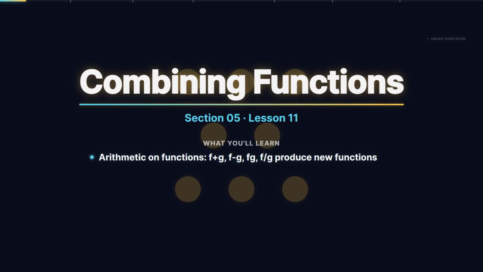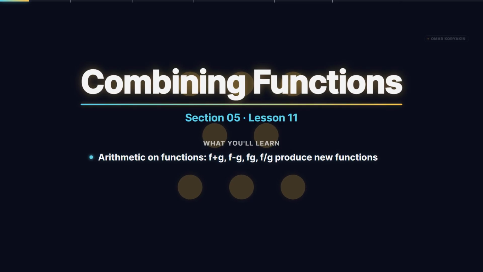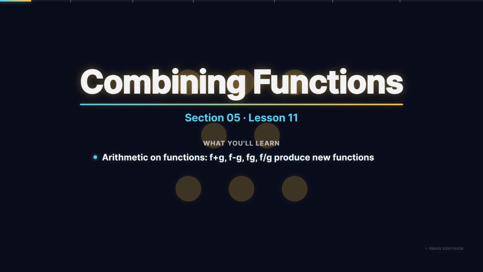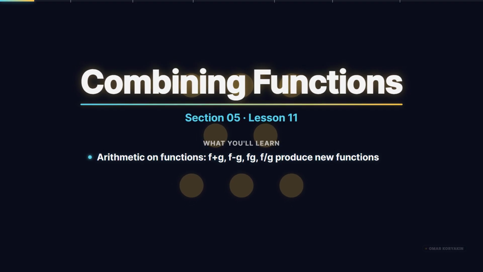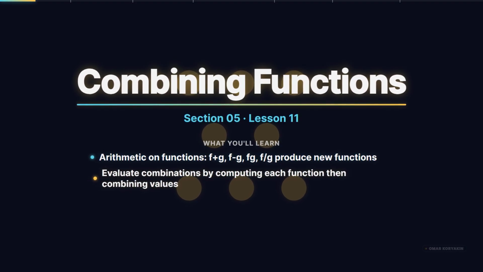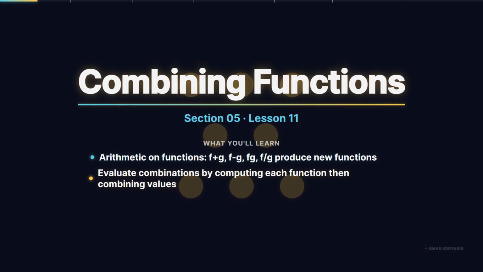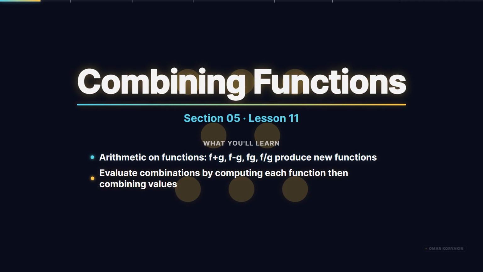First idea on the board. The four arithmetic operations on two functions f and g produce four new functions: f plus g, f minus g, f times g, and f divided by g. The rules for the new functions are: (f plus g)(x) equals f of x plus g of x, (f minus g)(x) equals f of x minus g of x, (f times g)(x) equals f of x times g of x, and (f divided by g)(x) equals f of x divided by g of x. The arithmetic happens on the output values at each input, not on the function rules as algebraic objects.